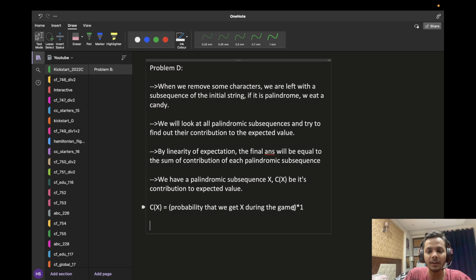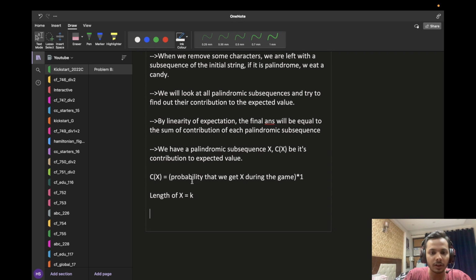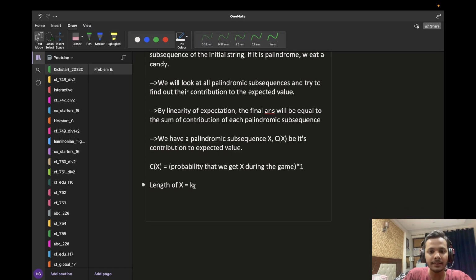So now we just have to figure out an expression for the probability that we get x during the game. So let's say that the length of x is equal to k. Okay, so out of all the n characters, these k characters correspond to the string x, right? These k arbitrary characters can be at any position, but we will find the expression for the probability of getting x during the game, and we will realize that c of x will only depend on k. So let's try to calculate this probability. Let's say this probability is equal to p.